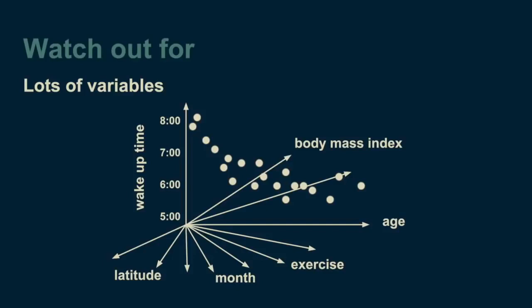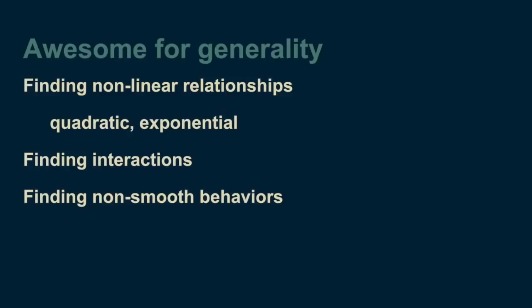As long as you keep your eyes open for places where decision trees might fail, you're free to take advantage of their strengths. Decision trees are fantastic for when you want to make as few assumptions about your data as possible. They're quite general. They can find nonlinear relationships between your predictor variables and your target variable, as well as nonlinear interactions between predictor variables.